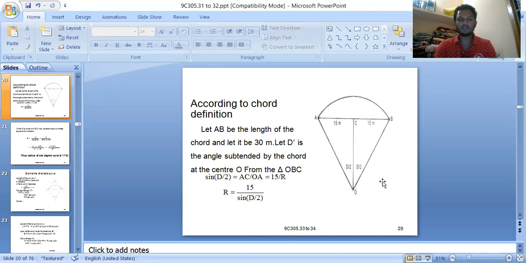According to the chord definition, let AB be the chord of length 30 meters, let D be the degree of curve, subtended by the chord at the center O. From the triangle OBC, sin D by 2 is equal to AC by OA, because sin means opposite side by hypotenuse, which is 15 by R. Therefore, R is equal to 15 by sin D by 2.